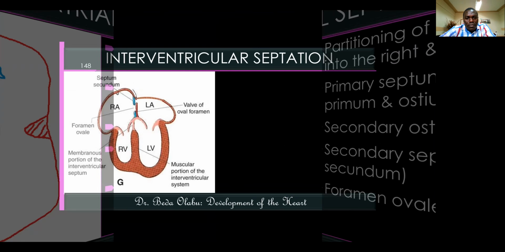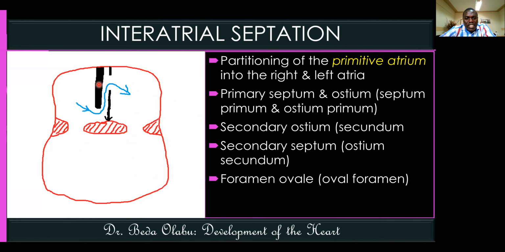Before we go to interventricular septation, I want to ask you a question again, which you'll answer in the poll in the chat. If you have abnormal interatrial septation, what kind of anomalies would you expect? If there is abnormal interatrial septation, the process we just talked about, if it goes abnormal, what kind of congenital heart diseases would you expect? So write that in the chat as well for everyone to see.